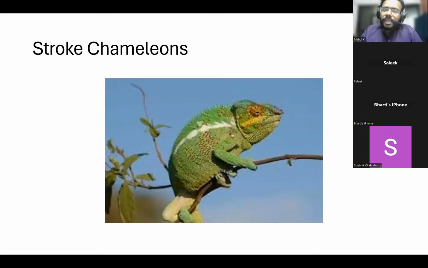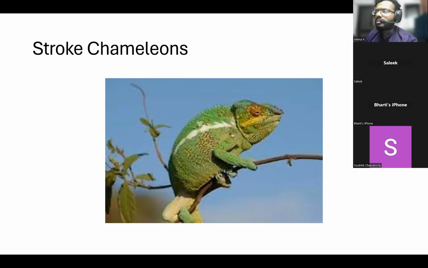For example, a patient is having LMN facial palsy. LMN facial palsy presents to you, what do you usually think? Bell's palsy. And you'll give the patient antivirals and maybe some steroids and send them home. But that was actually due to a stroke in the pons, which resulted in an LMN facial palsy. So that is a stroke chameleon.